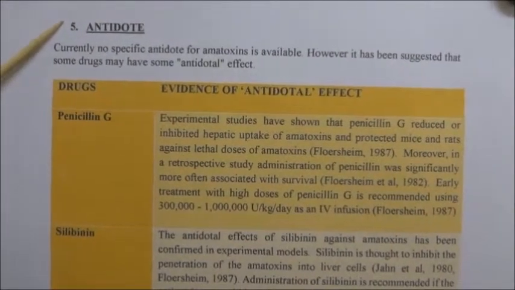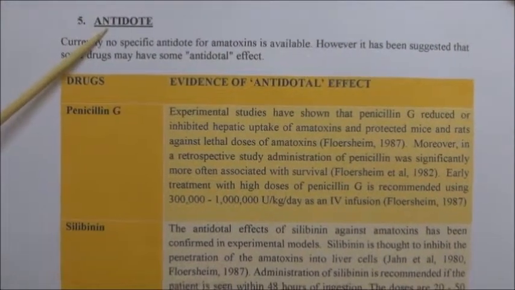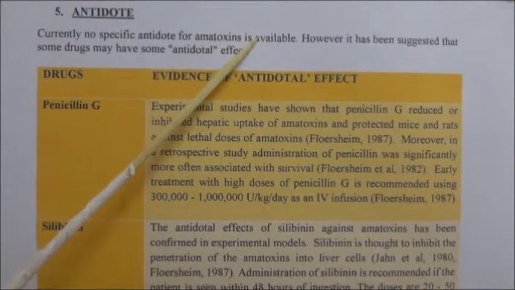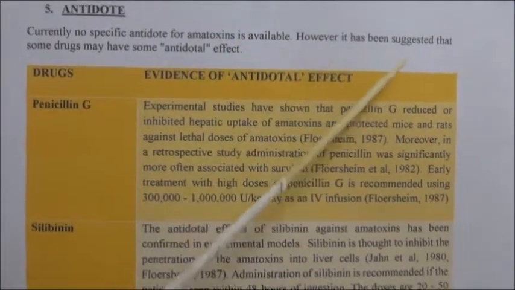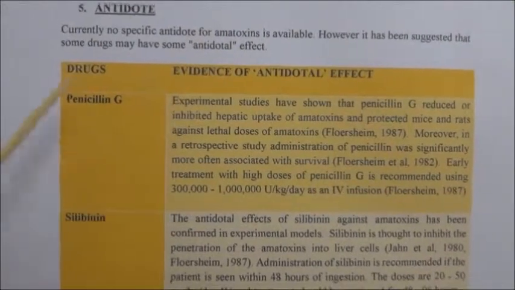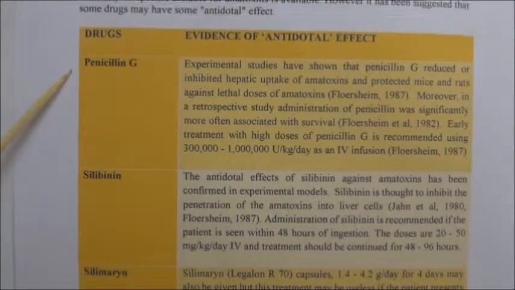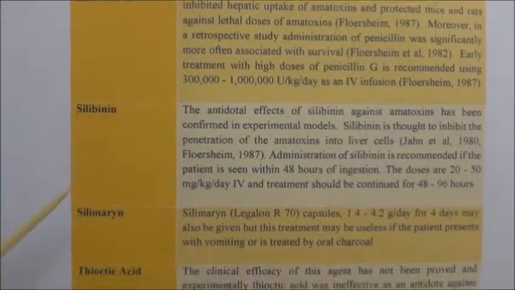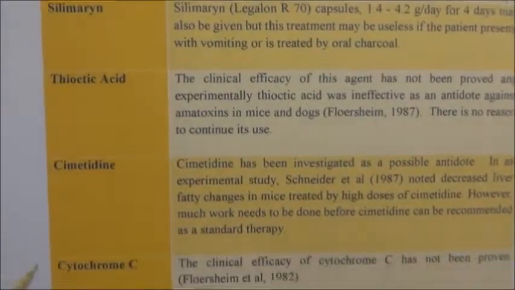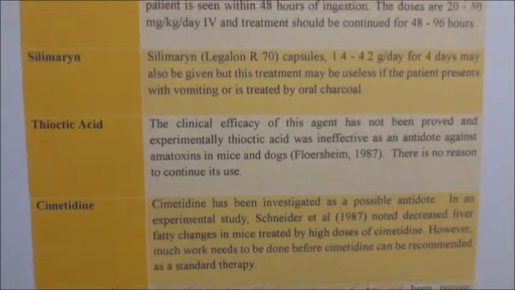The last part of management of toxicity is antidote. Surprisingly, no specific antidote for amatoxin is available. However, it has been suggested that some drugs may have some antidotal effect. The drugs are penicillin G, silibinin, silymarin, thioctic acid, cimetidine, and cytochrome C.